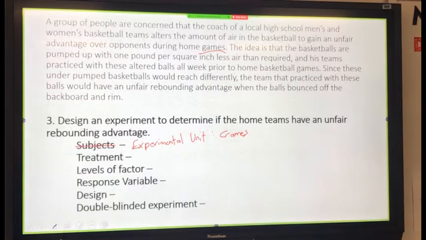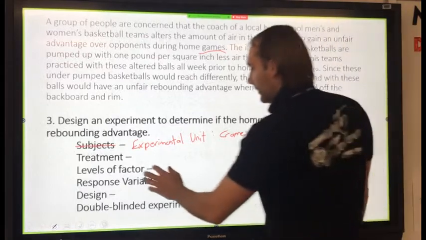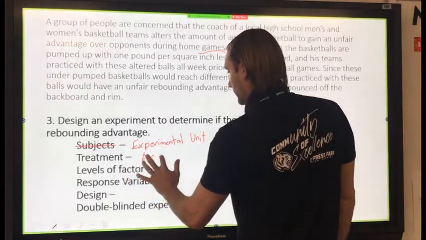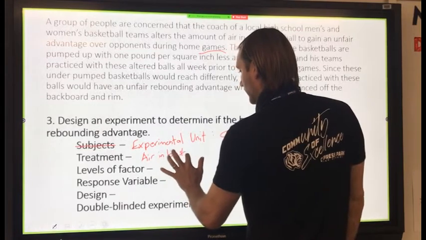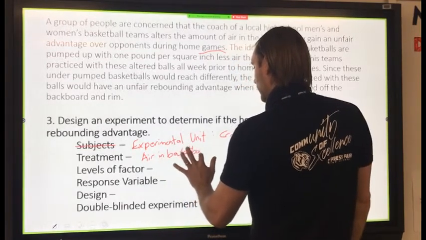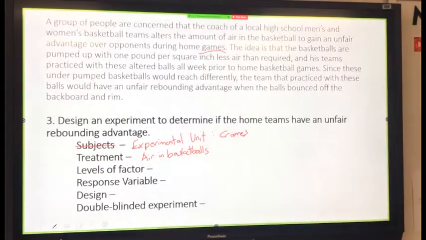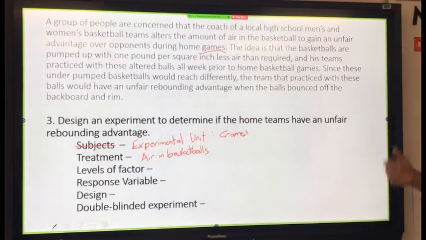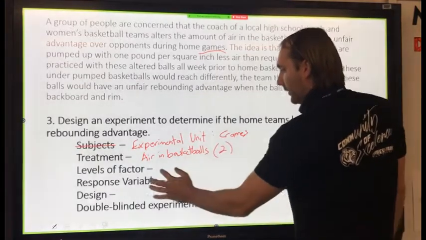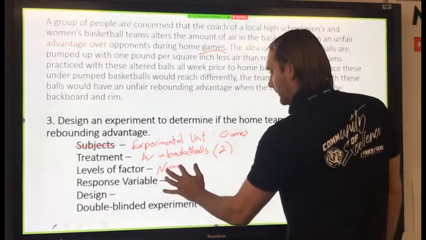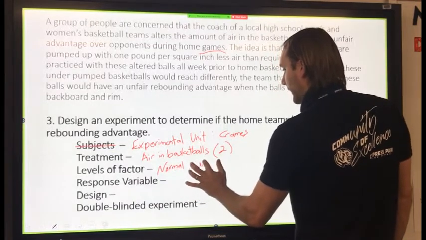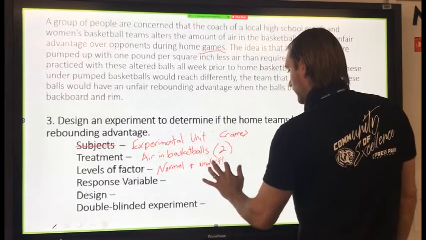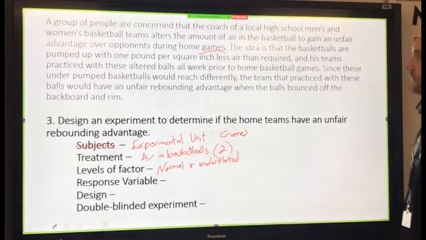Treatment. What changes here? Yeah, the air in the basketball. How many levels do I have with this treatment? How many times do I change the air in the basketball? So what types of basketballs do I have in this experiment? Two. I have 2 levels, and they are the normal basketballs, right? And the underinflated, sorry. They Tom Brady'd these basketballs, didn't they?